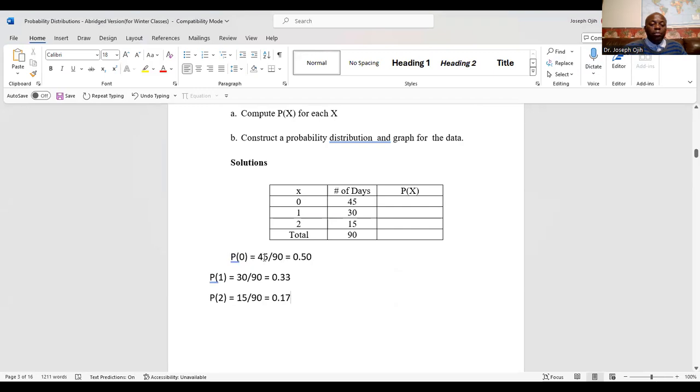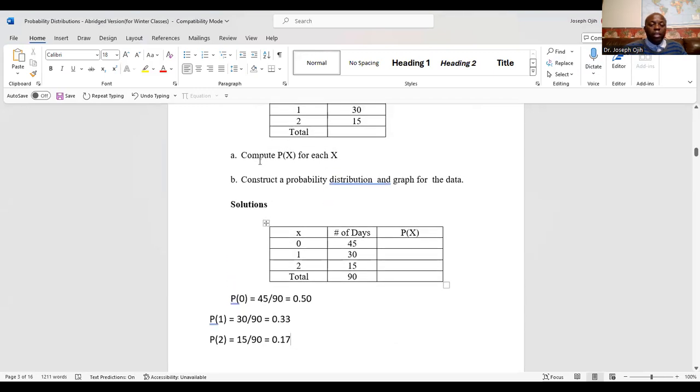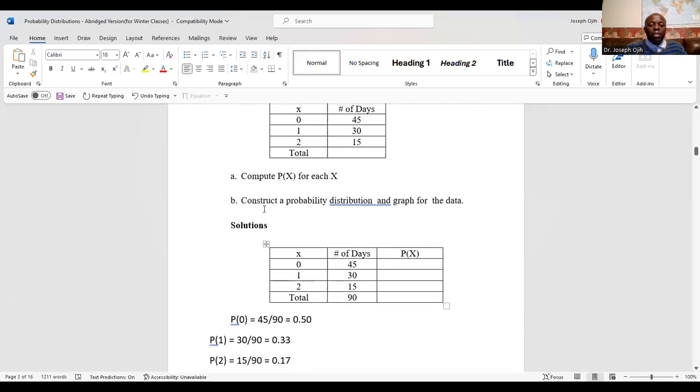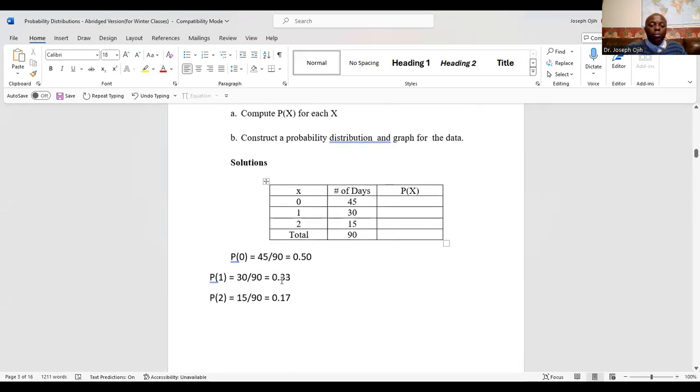So that means we have each of these probabilities. We have P of 0, because it says compute the P(X) for each X. Then part B says construct a probability distribution and graph the data. So these are the probabilities right here. For 0, we have 0.5. For 1, P of 1 is 0.33. And for 2, we have the P of 2 as 0.17.